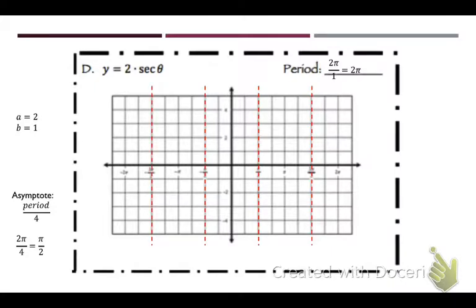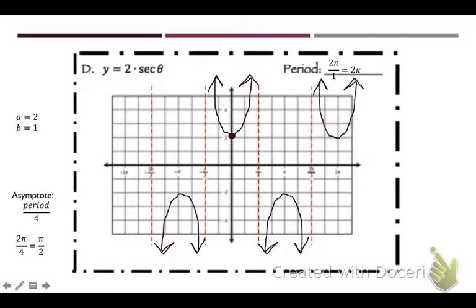Okay, then we're going to go up to my a value. A is 2. We're going to draw that parabola up. Go to pi, because we're going to go halfway between pi halves and 3 pi halves, which is pi. Go down 2 and draw that parabola that's going down. So it just goes right along those asymptotes. Same there, and same there.